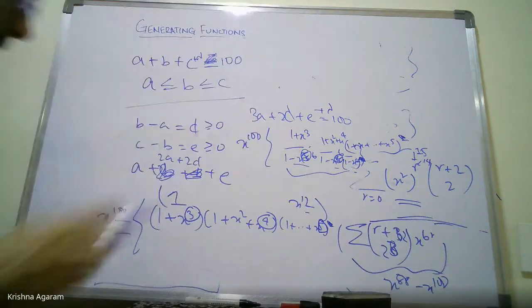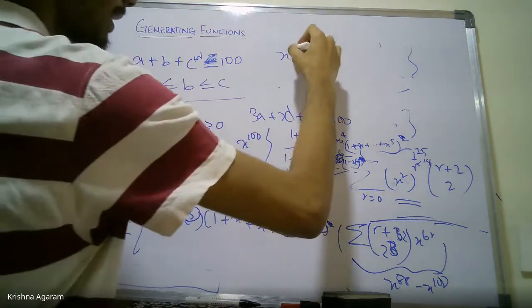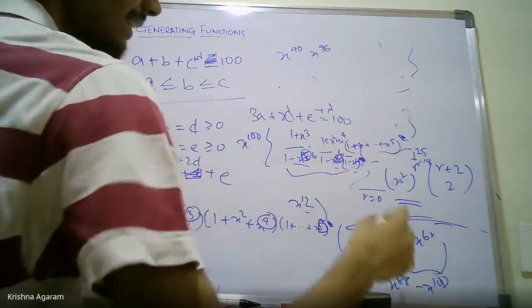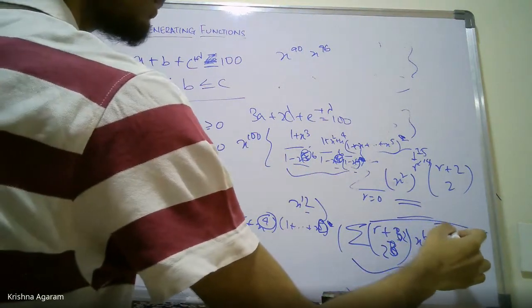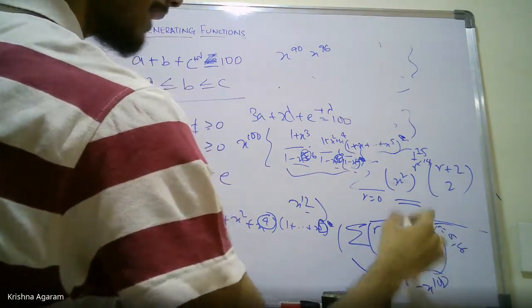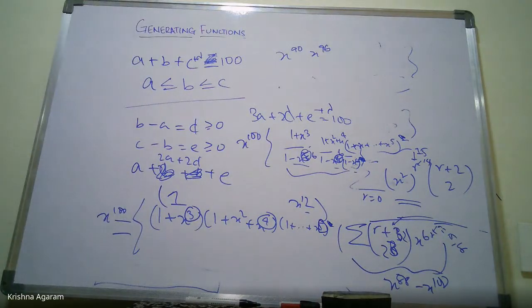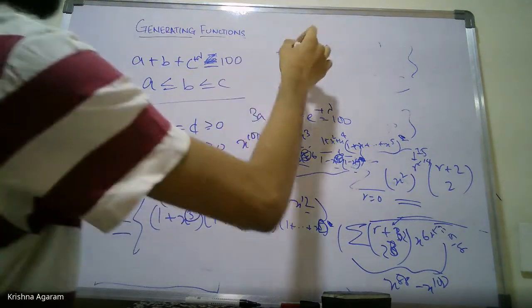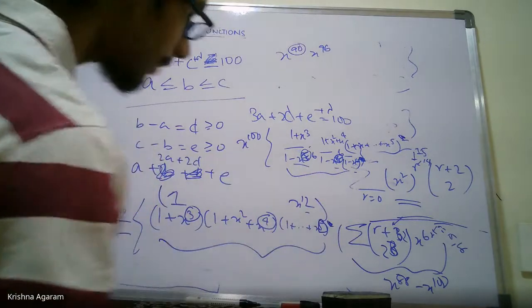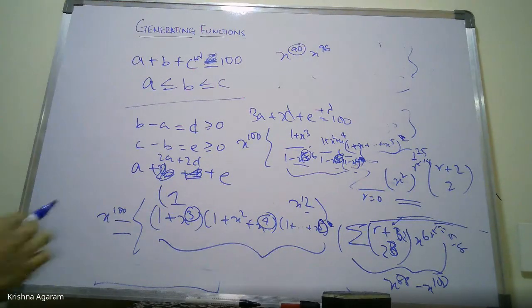And these are only multiples of 6. So you got to take x power 90, x power 96. Their coefficients you can just read off. R equals 15 or 16, just put the values here. And now, once you know that this is 90, you just have to find x power 10 in this. I'll just show you how you do that.